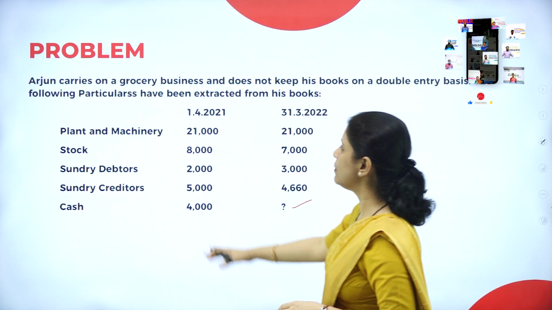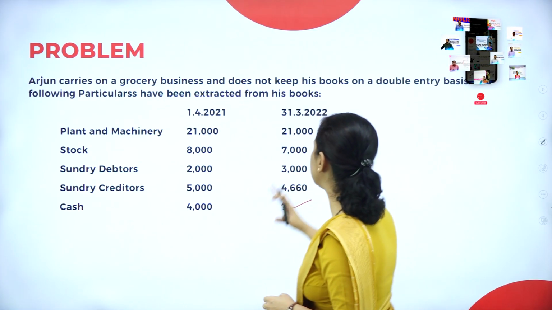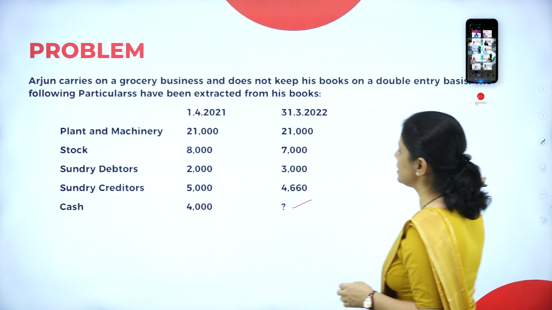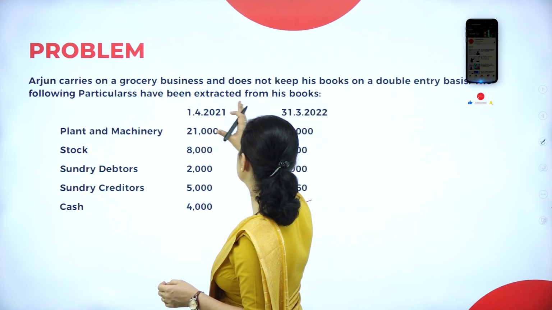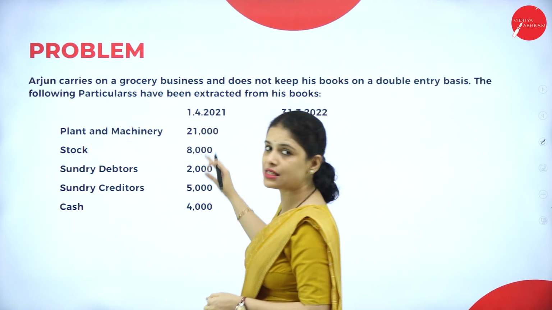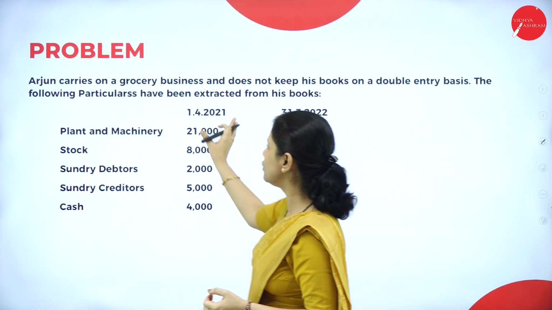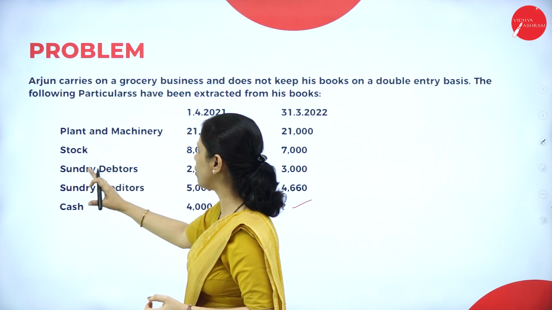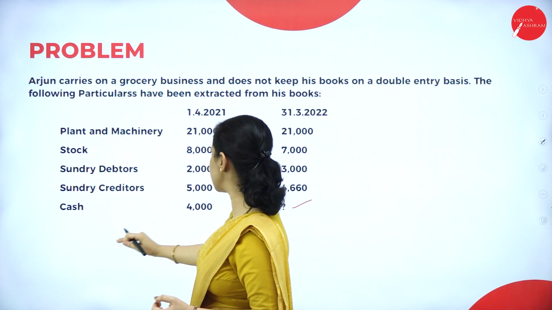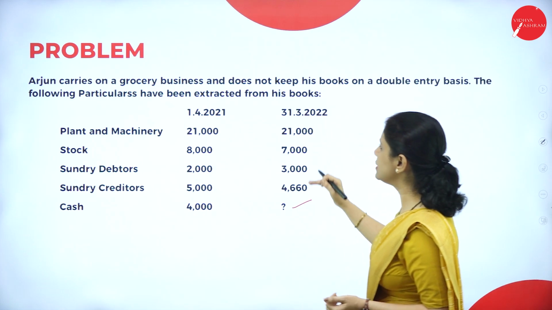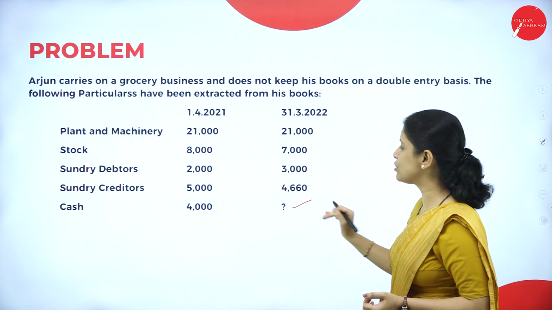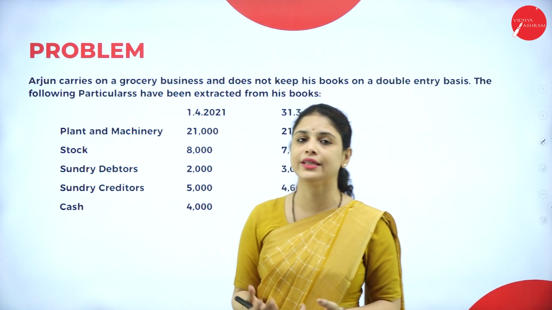Let us see the problem. Arjun carries on a grocery business and does not keep his books on double entry basis. The following particulars have been extracted from his books. Opening balance is given and closing balance is given. In the opening balance, plant and machinery, stock and sundry debtors, sundry creditors, cash is there. Here in the closing balance, cash is not given, so we have to find out by opening the cash book.